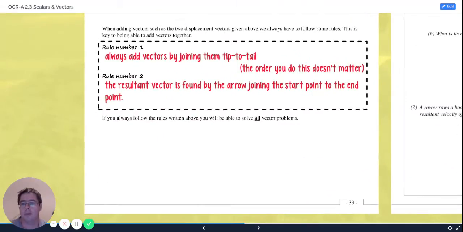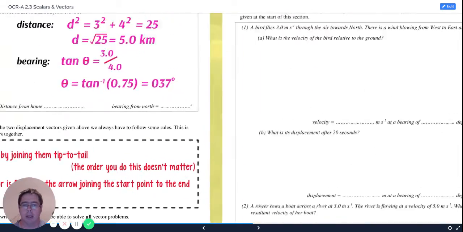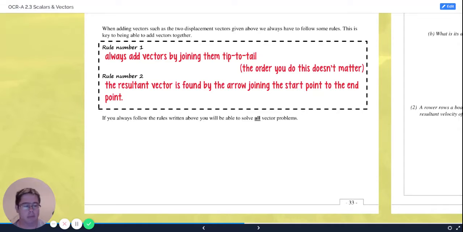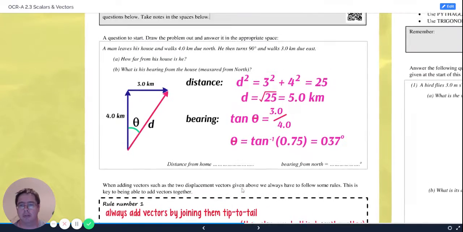Your important rules when you're adding vectors: always add the vectors by joining them tip to tail. The order you do this in doesn't matter. And then you find your resultant vector by drawing an arrow, joining the start point to the end point. And it's always really useful having some real clear indication of which is your resultant.